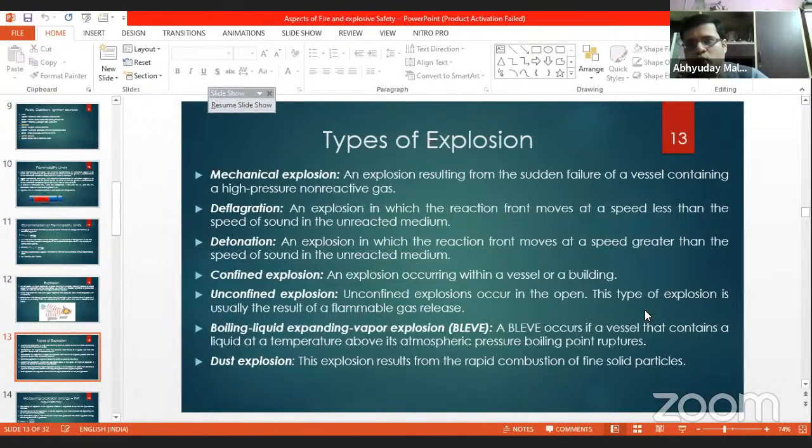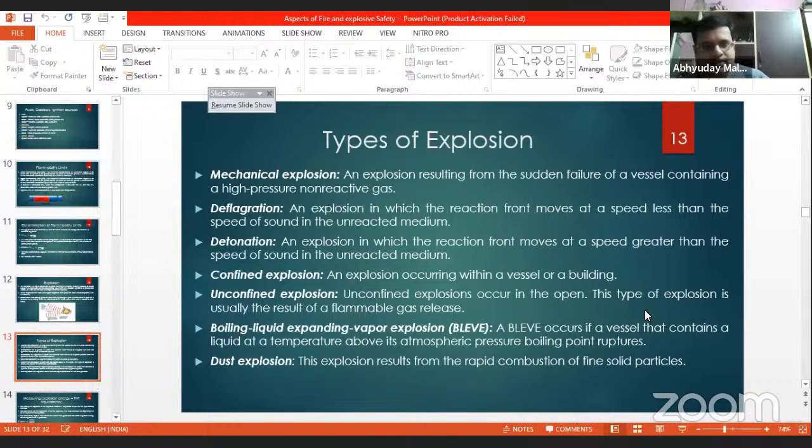Hence, in any explosion, from the center of the explosion, there are two things propagating outwards. One is the reaction front, one is the shock wave or the pressure wave. And the pressure wave or the shock wave is created by the reaction front. And after it is created, the reaction front also moves outwards from the center, as well as the shock wave also moves outwards from the center of the explosion.